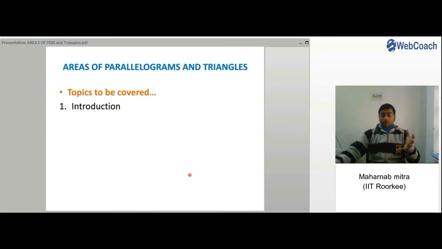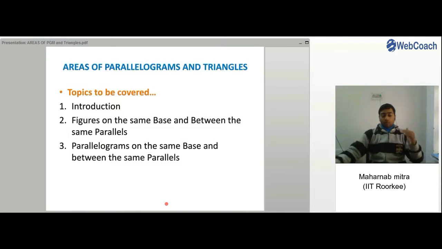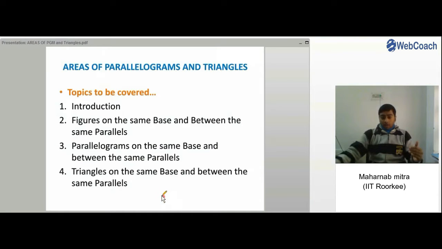First, we will have a brief introduction, and then we will talk about figures on the same base and between the same parallels. After that, we will look at parallelograms on the same base and between the same parallels, and finally triangles on the same base and between the same parallels. So let us start off with the introduction.